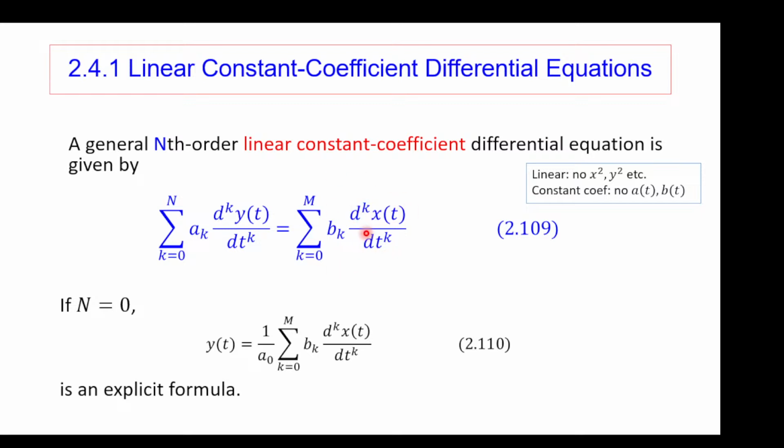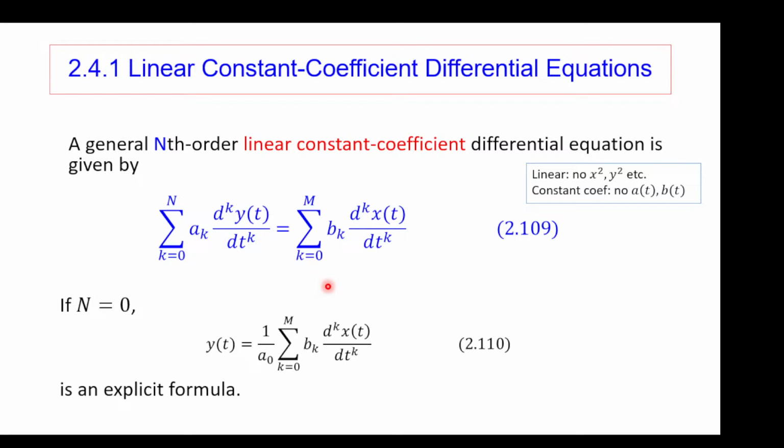So it's linear. And then finally, constant coefficient. Constant coefficient means that this ak and this bk here are constant. It's not ak of t, it's not bk of t. They are just some number. So this is a linear constant coefficient differential equation, and this is what we study a lot in this course. Any question on the definition?